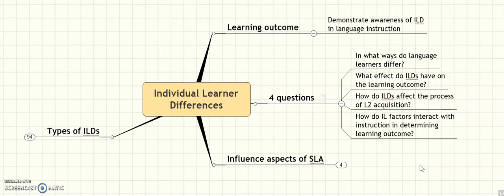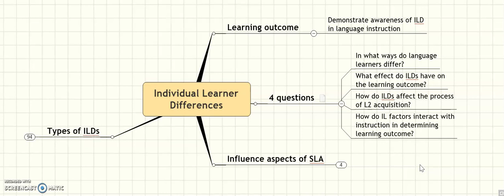Another question that ILD address is, how do ILDs affect the processes of second language acquisition? We will have a look later at the ILDs and how they affect language acquisition. The next question to address is how individual learner factors interact with instruction in determining learning outcomes.